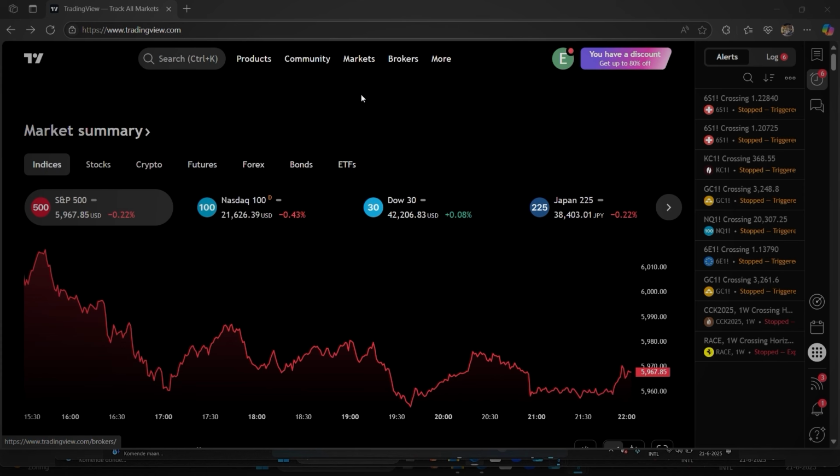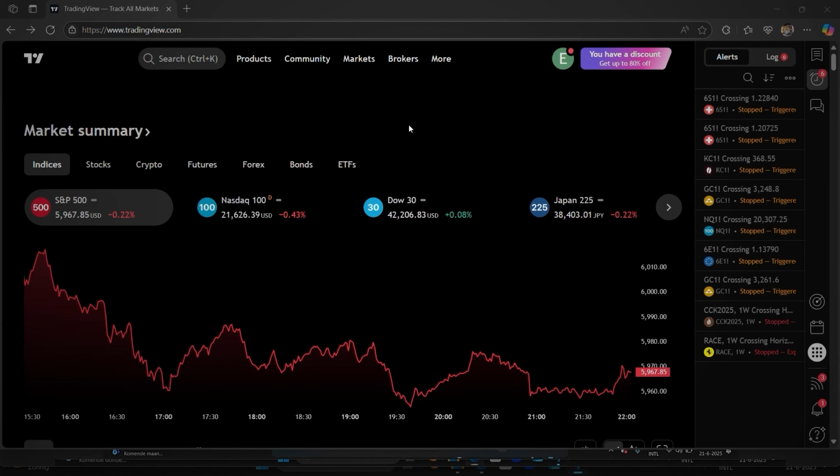So let's get into the charts. Now, the first tool that we will need to use to analyze our trades is called tradingview.com. And don't worry, TradingView is free to use. You just have to create an account and you are ready to go. So when you go on TradingView, you will see all these different asset classes that you can trade. So you can trade indices, stocks, crypto, and many more.